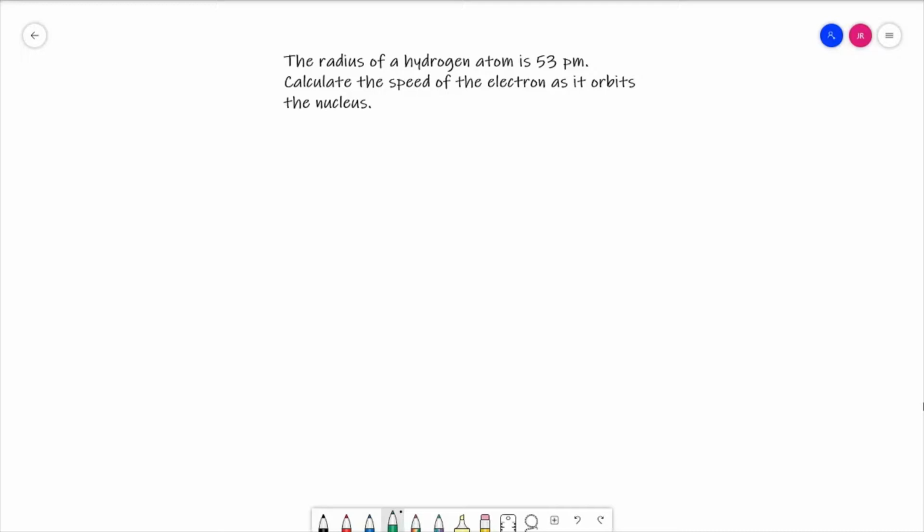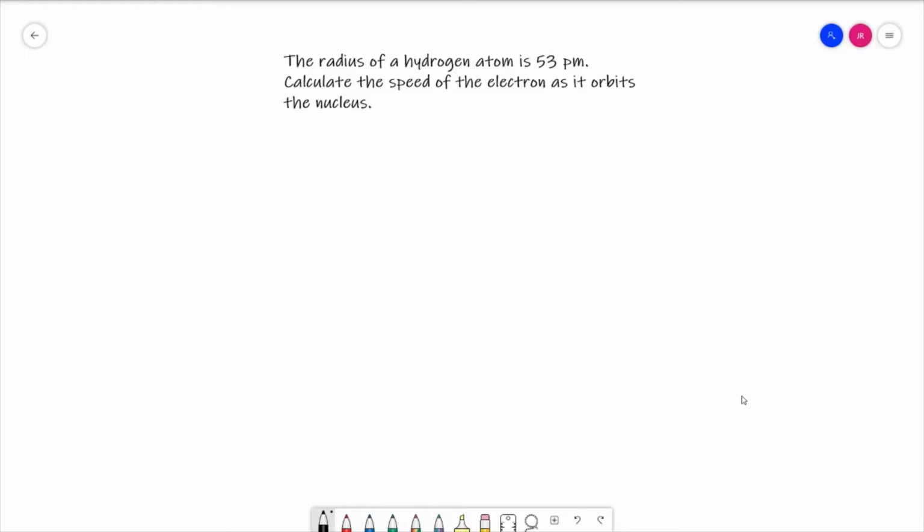It says that the radius of a hydrogen atom is 53 picometers. Calculate the speed of the electron as it orbits the nucleus. Pause the video now and have a go yourself. So hopefully you've done that by now, and let's now look at the answer to this question.